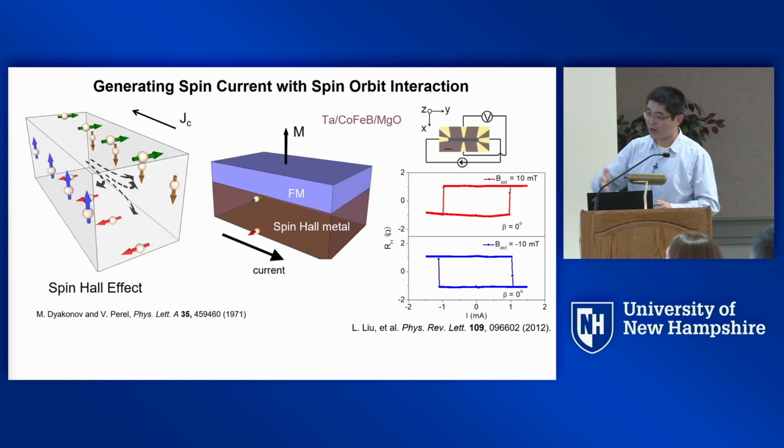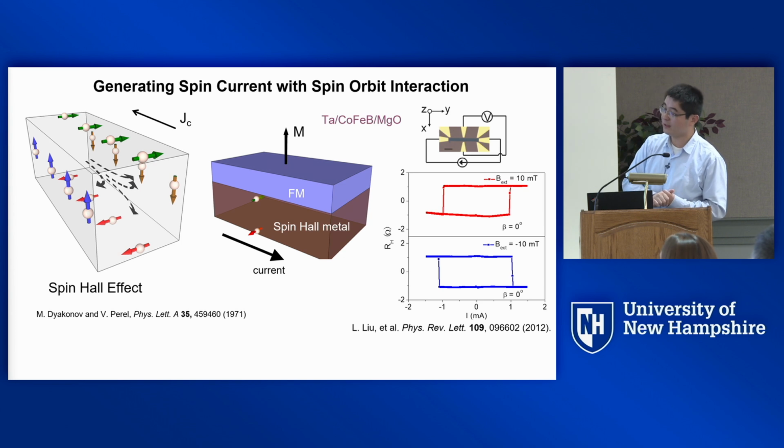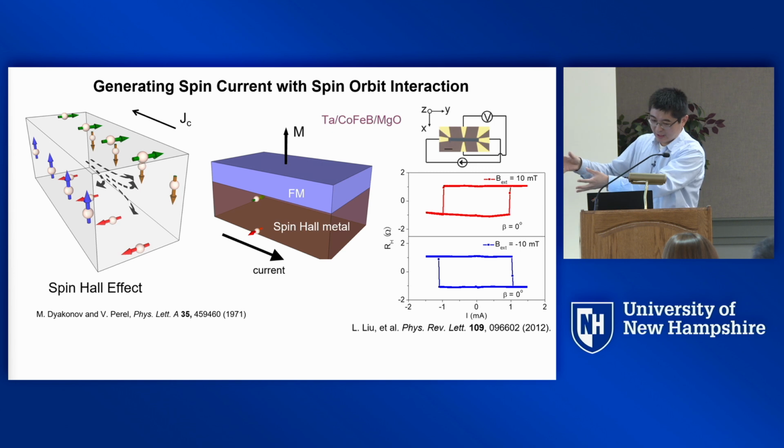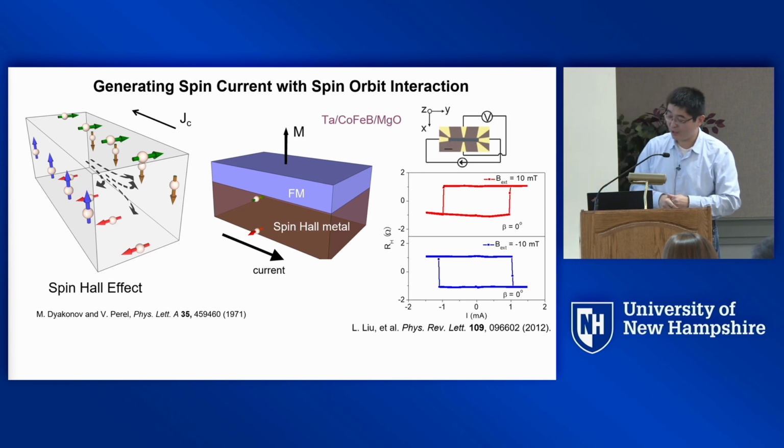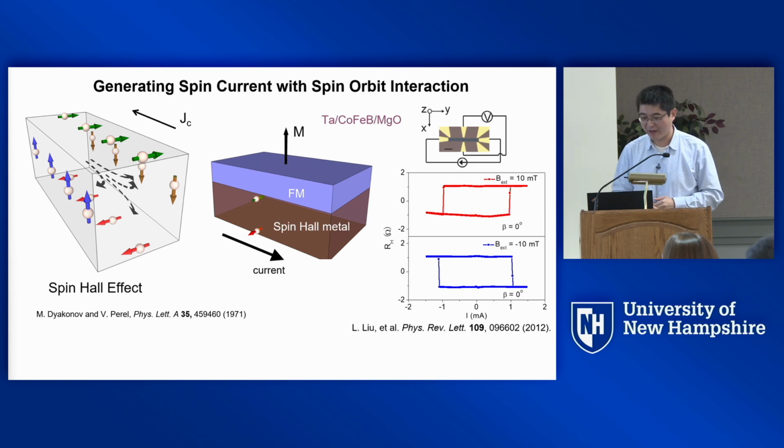But of course, aside from polarizing the current using one magnetic layer, you can also generate spin current using the spin orbit interaction, specifically the spin Hall effect. Spin Hall effect is when you apply a charge current longitudinally, and in the transverse direction, you will get some spin polarization. And now if you put a ferromagnet adjacent to this spin Hall material, then the generated non-equilibrium spins can also exert a spin torque onto the adjacent moment and then lead to magnetic switching.